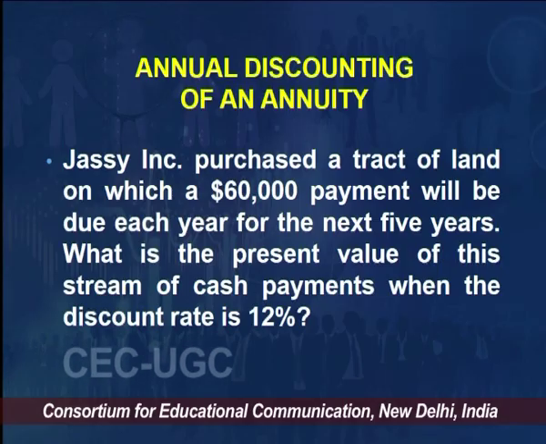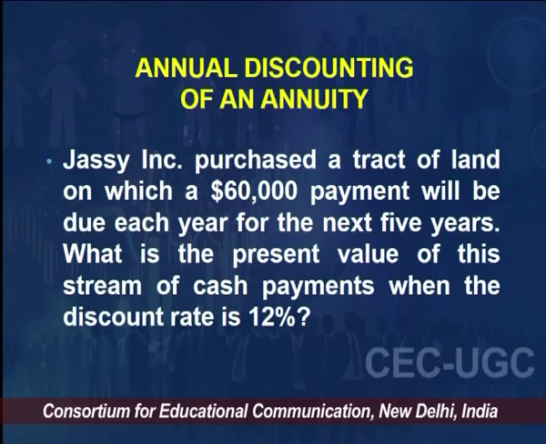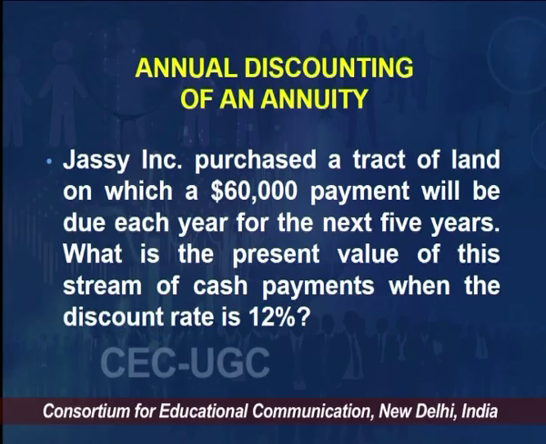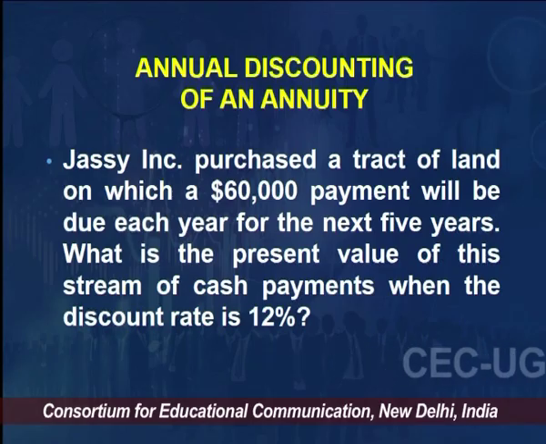And here a company named JC Incorporation is buying a piece of land, for which a $60,000 payment is due each year for the next 5 years. So I am buying it on installment, right? So how much do I have to pay? Every year I have to pay $60,000. Okay, so what is the situation?